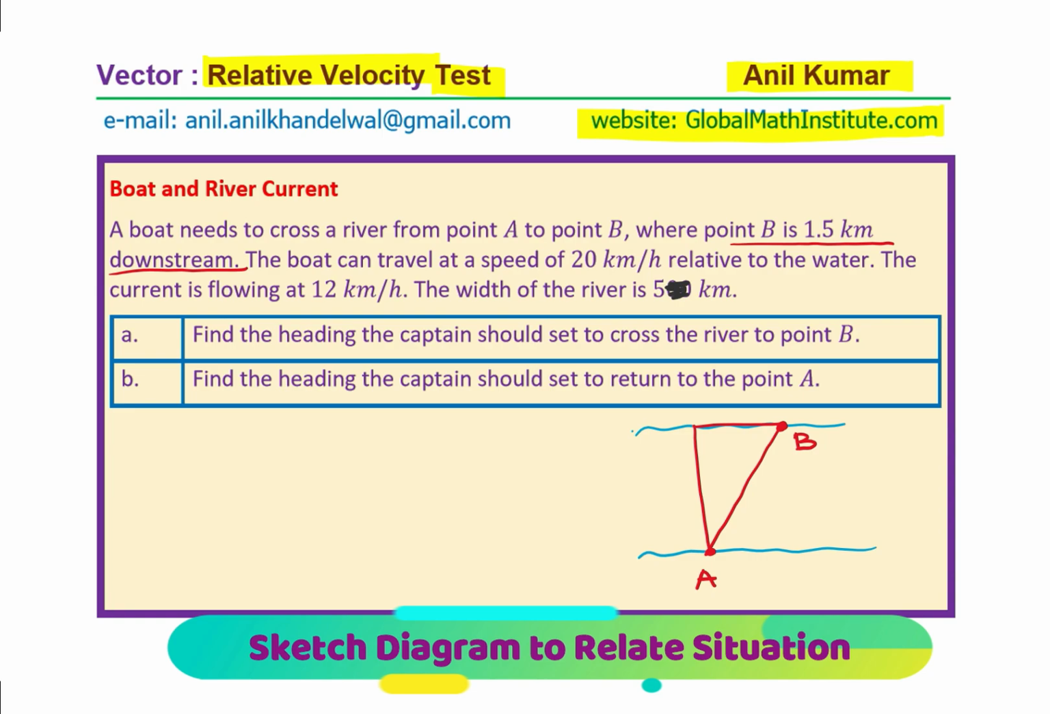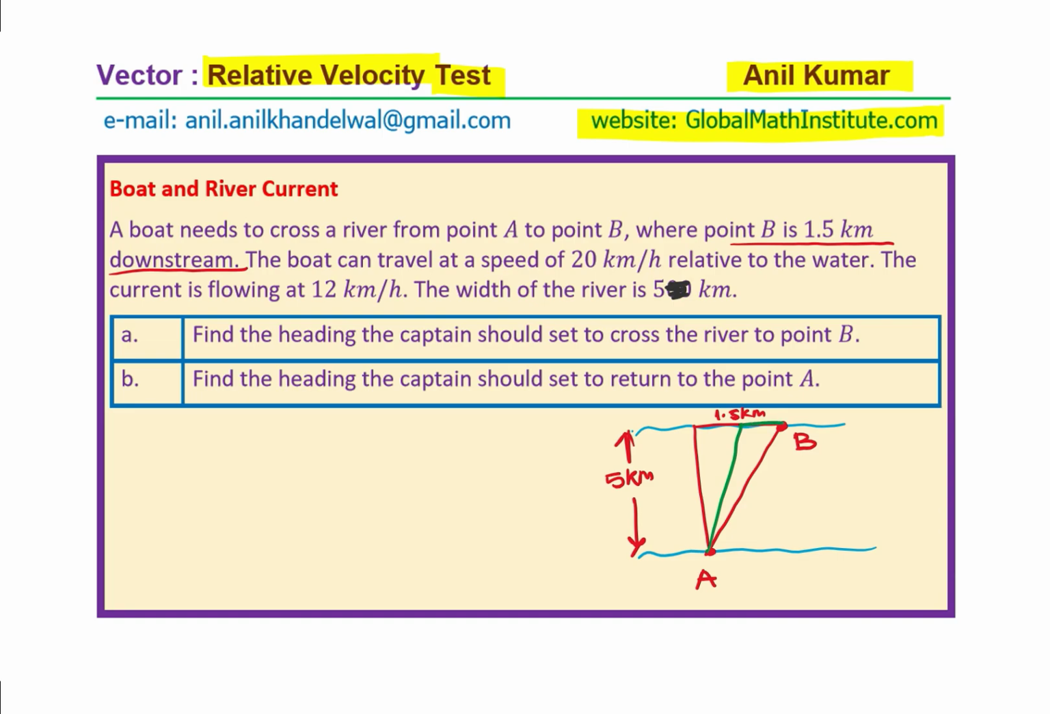We are given the boat speed 20 kilometers per hour and the water current 12 kilometers per hour, width 5 kilometers. And this is 1.5 kilometers. Great. Find the heading the captain should set to cross the river to point B. So, because of the current, captain will aim somewhere, let us say here, and then will ultimately reach B, right? So that could be the diagram.